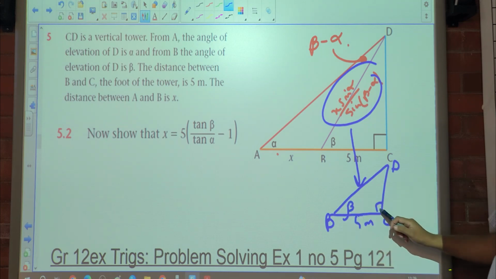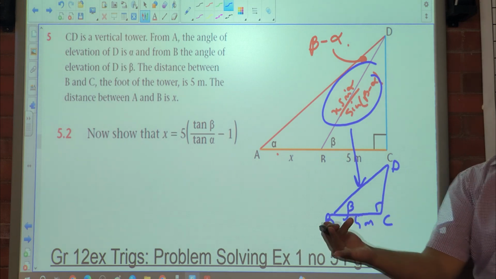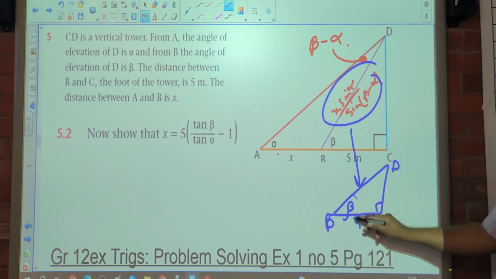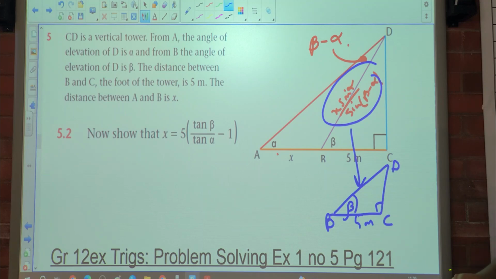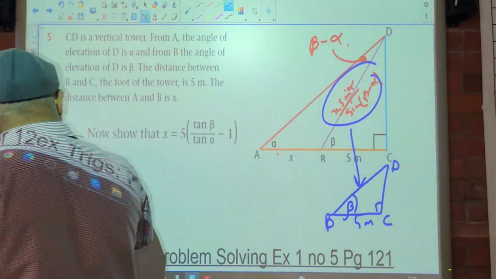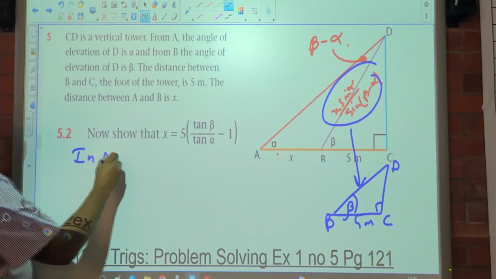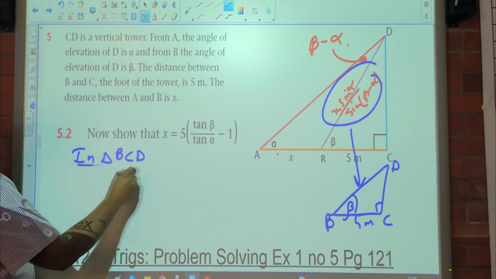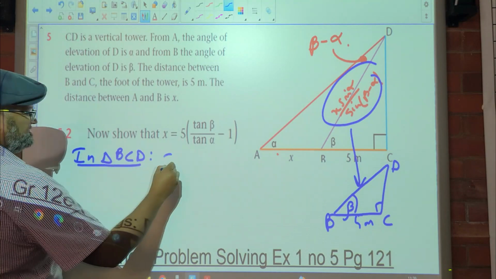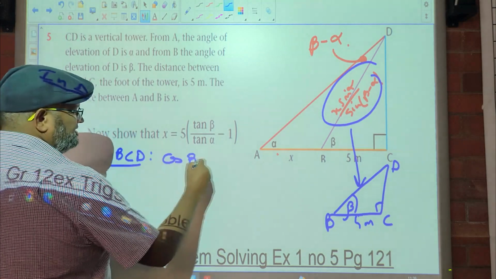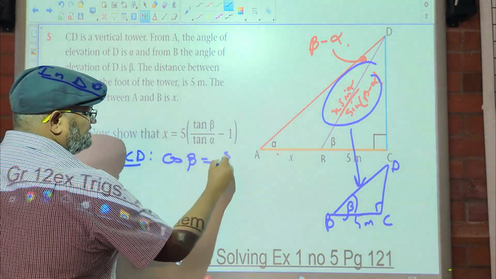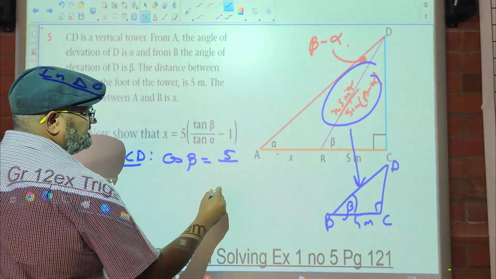So what can be done here? Because that's a right angle triangle, I can use sine, cosine, tan. So which trigonometric function am I going to use here? Adjacent and hypotenuse, which is cos. So in triangle BCD, we're going to say that cos of beta equals adjacent, which is 5, over hypotenuse, which is BD.